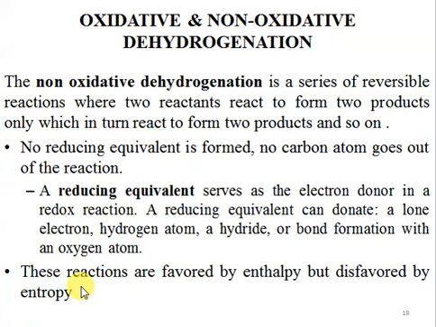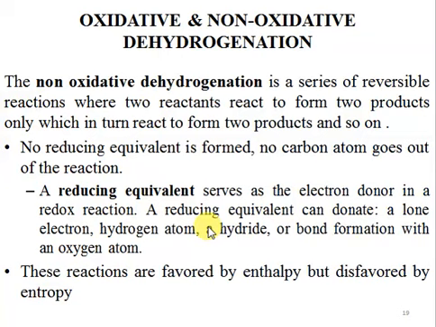However, these reactions are exothermic, meaning the heat is emitted out during these reactions, right? So since the heat is emitted out, it means the reaction is exothermic. So enthalpy for these reactions is negative. So these reactions are favored by enthalpy, but they are not favored by entropy. There is no reducing equivalent involved in this reaction. So no carbon atom goes out of the reaction. So the number of carbons in the reactants must be equal to the number of carbons in the product, right?